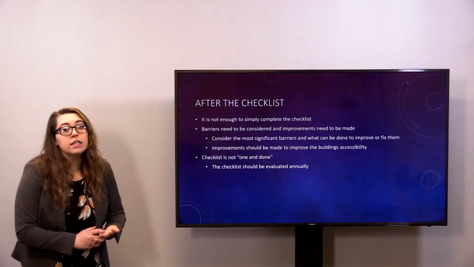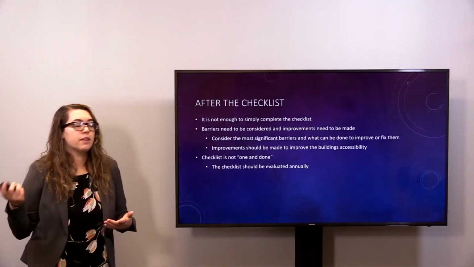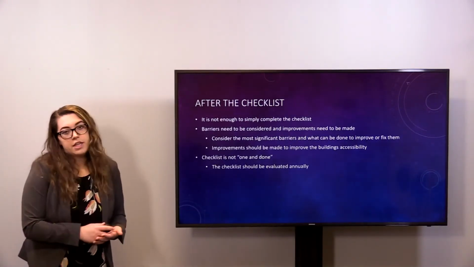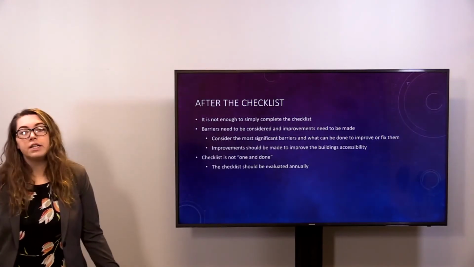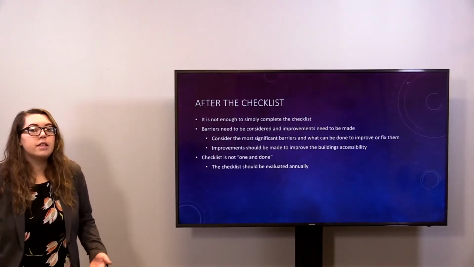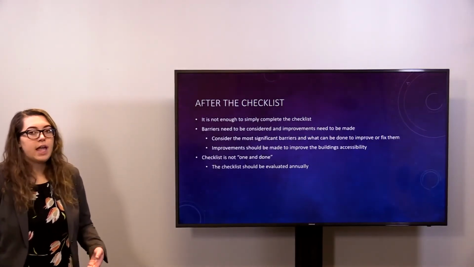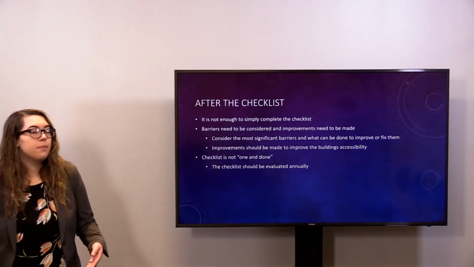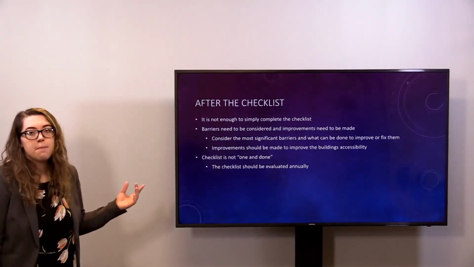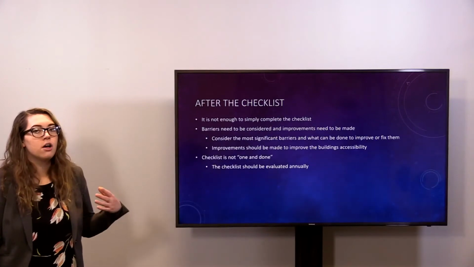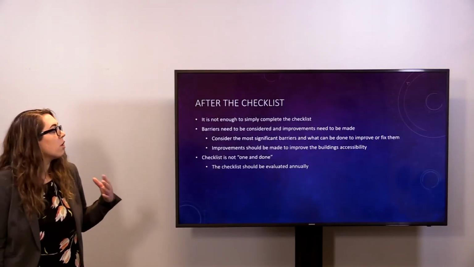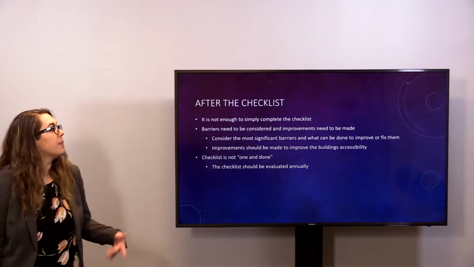So the improvements made ideally will greatly improve the building's accessibility. And yet again, the checklist is not a one and done type of deal. It is something that needs to be reevaluated annually in order to keep identifying the most significant barriers and the most important improvements that need to be made to the building.